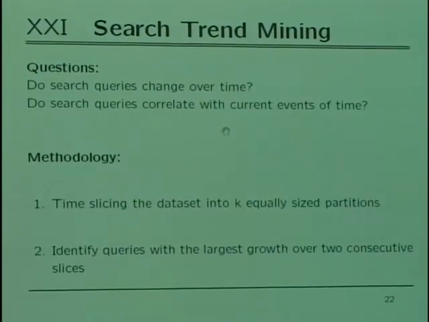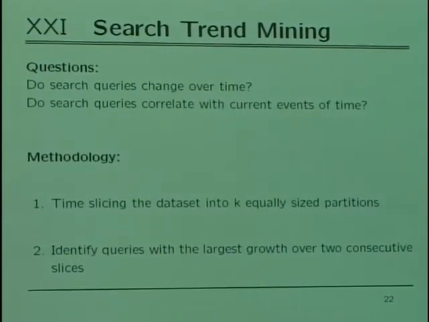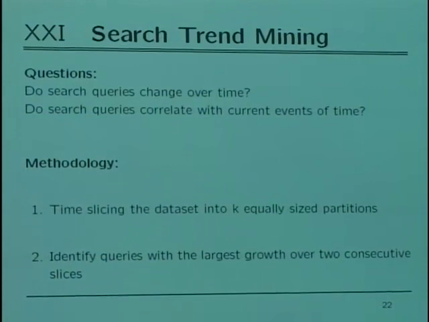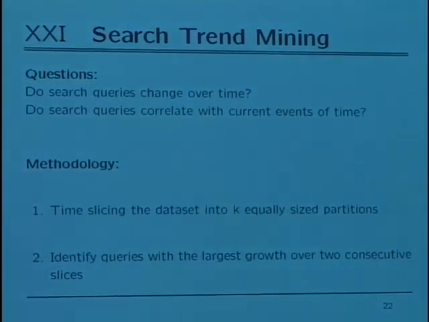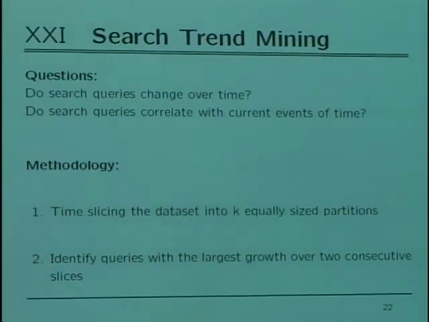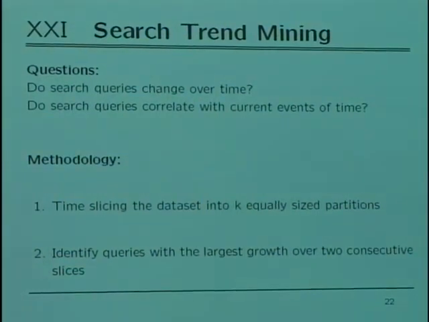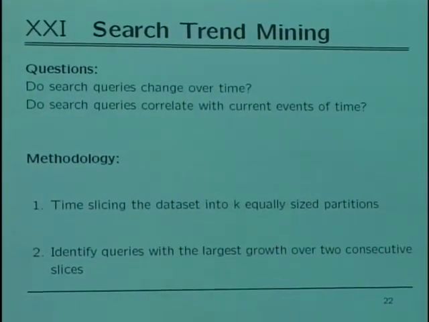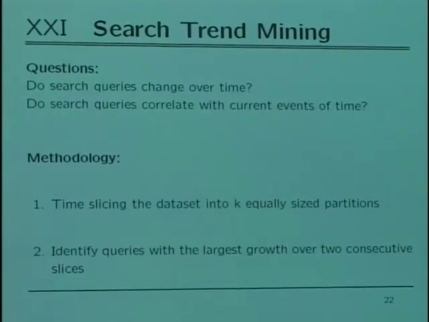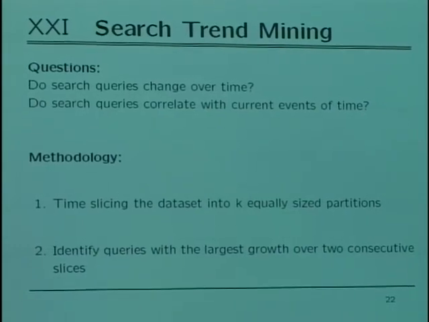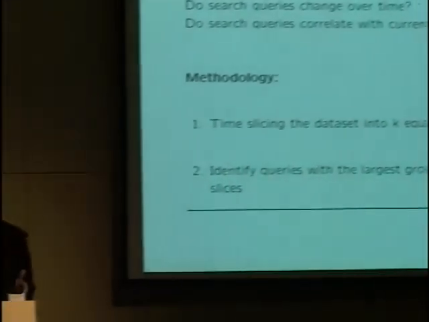Let me introduce you to the area of search trend mining. So questions might appear: do queries change over time, or are they equally distributed? Do queries correlate with current events? What queries change most? And so you have to develop a methodology for investigating in those areas. Well, you basically do a time slicing on the data set, where you split the data set into k equally sized partitions, and then identify the queries with the largest growth rate over two consecutive slices.